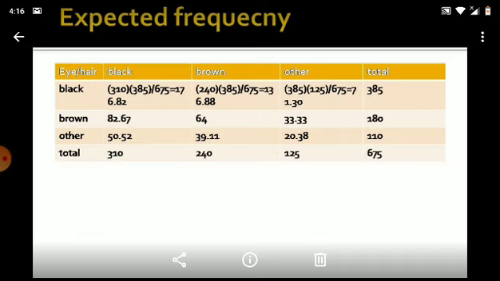For brown, 240 into 385 over 675, then 285 into 125 over 675. In the same manner I have calculated for brown and other columns. Row total multiplied by the column total and divided by the overall total. For example, 82.67 comes by multiplying 180 over 310 divided by 675. Kindly note clearly the procedure for finding expected frequencies: row total multiplied by the corresponding column total divided by the overall total.